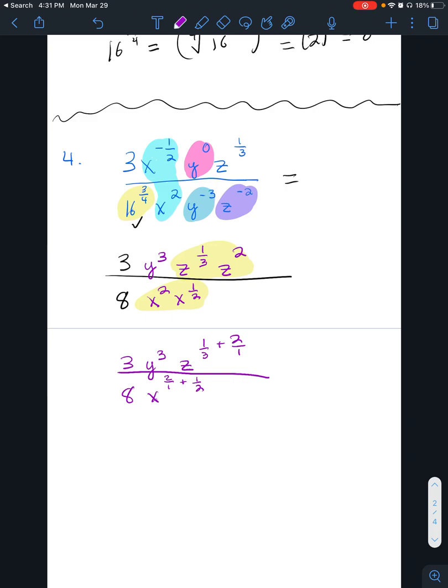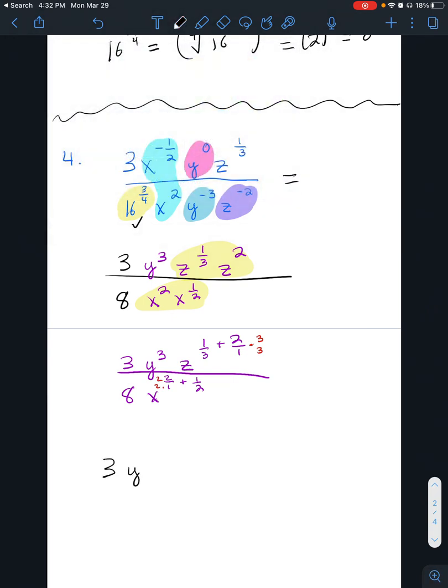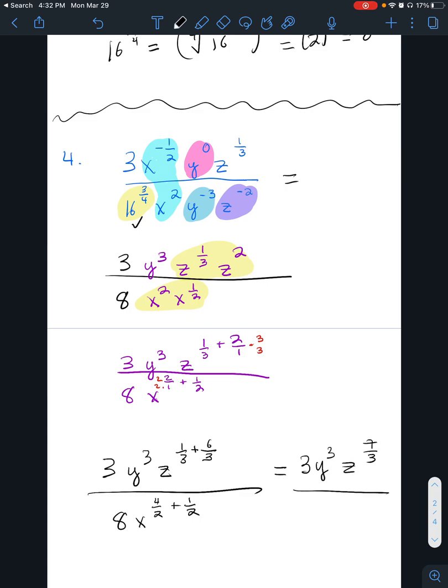If we know anything about adding fractions, we know we need to make them the same denominator. So I'm going to multiply the top and bottom by 3 here. I'm going to multiply this by 2 here. So you're going to get 3y cubed z to the power of 1/3 plus 6 over 3 over x to the power of 4 over 2 plus a half, which is 3y cubed z to the power of 7 over 3 over 8x to the 5 over 2, and you are finished.